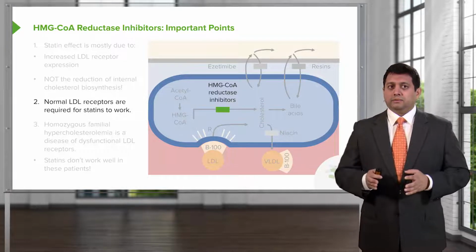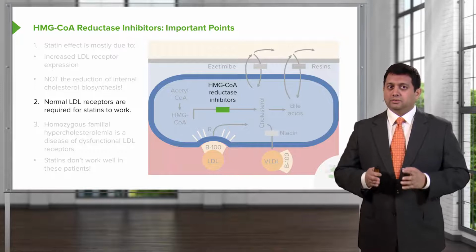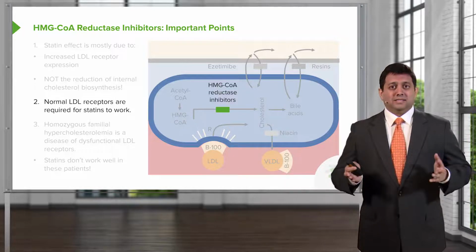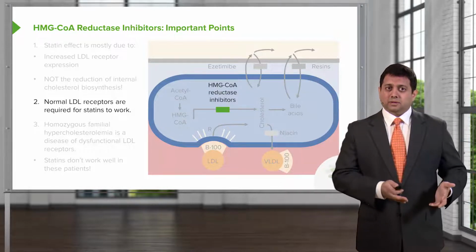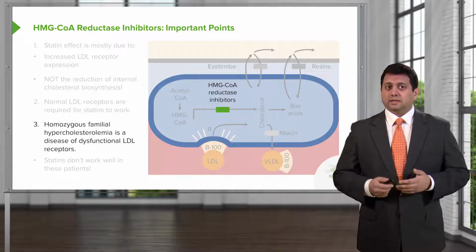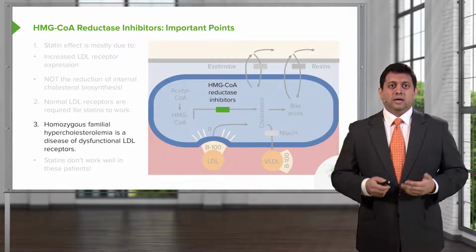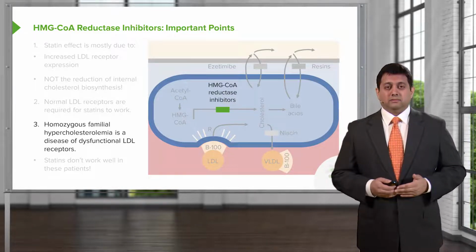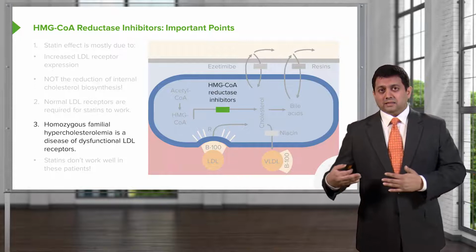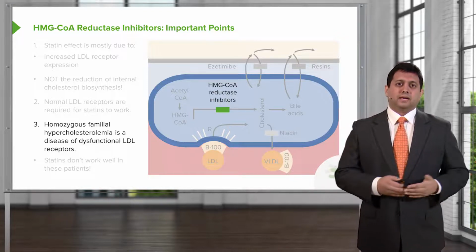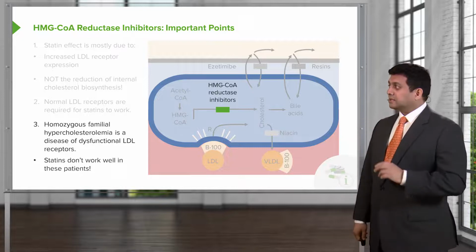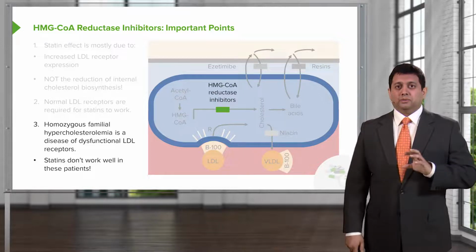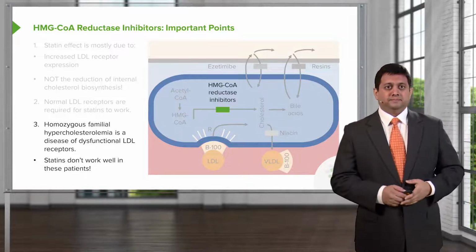Normal LDL receptors are required for statins to work. So if you have a theoretical disease where the LDL receptor is defective, the statin's not going to work. And that's what happens with some types of homozygous familial hypercholesterolemia, because it is often a disease of dysfunctional LDL receptors. And so we see that in this specific disease, the statins don't work that well. So that's why it's important to understand the mechanism of why it's working as opposed to just the mechanism itself.